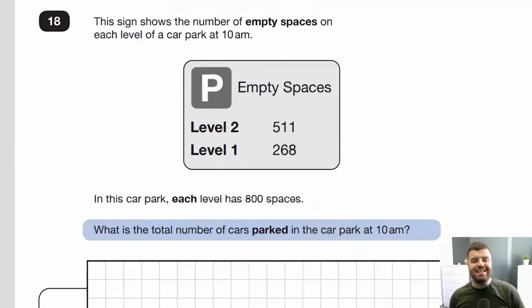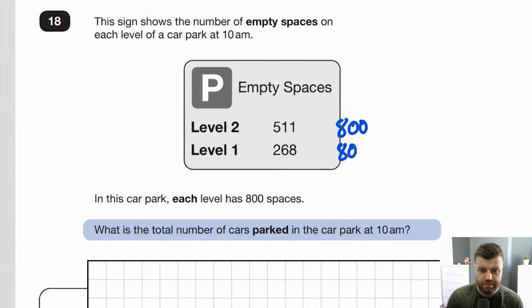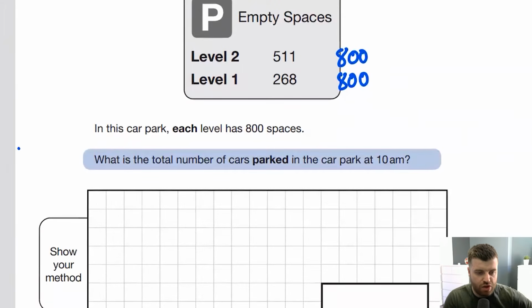Question 18. This sign shows the number of empty spaces on each level of a car park at 10 a.m. Empty spaces, level 2, level 1. That's how many spaces are empty. That's really important. In this car park, each level has 800 spaces. So there are 800 spaces in each. Brilliant. What is the total number of cars parked in the car park at 10 a.m.? So we're given the empty spaces. We need to find the parked spaces. So let's show all of our working out here. In level 2, we have 800 spaces.